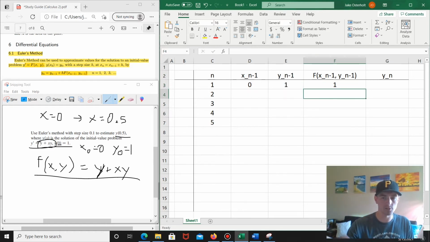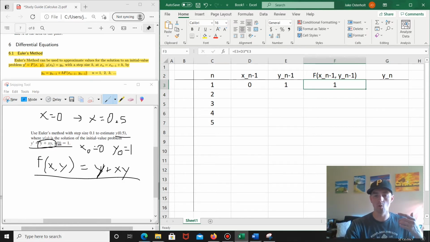Then you're just going to hit enter or return, and it's going to calculate whatever y plus x times y is, based on what's in these two columns here.